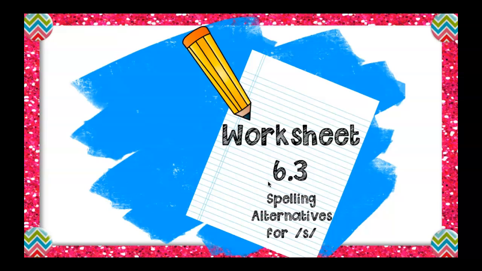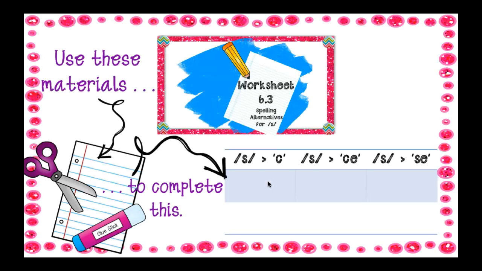You're also going to see worksheet 6.3, and on this worksheet you're going to be sorting the different spellings for the S sound. So you'll see some words with the S sound spelled with the letter C, like scent. You'll see other words with the S sound spelled with the letters CE, like prince. And then you'll see other words with the S sound spelled with the letters SE, like the word rinse, for example. So now would probably be a good time to go ahead and pause and go complete those worksheets on Class Kick.